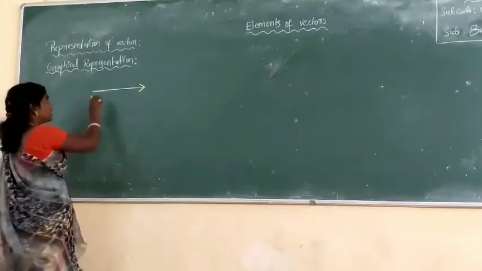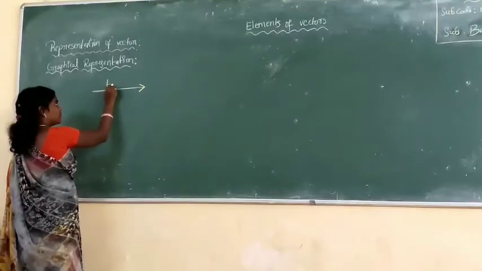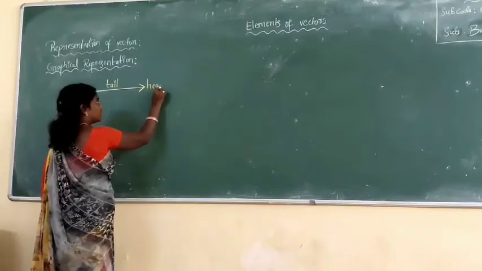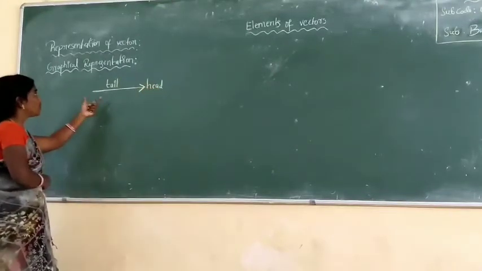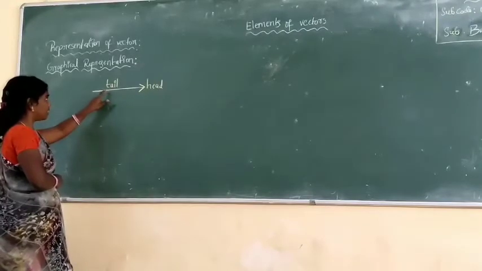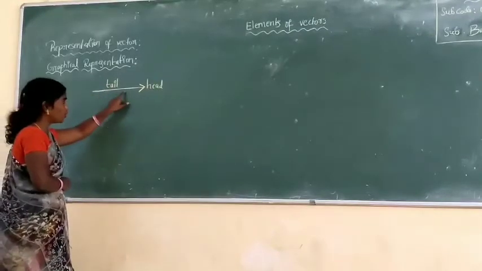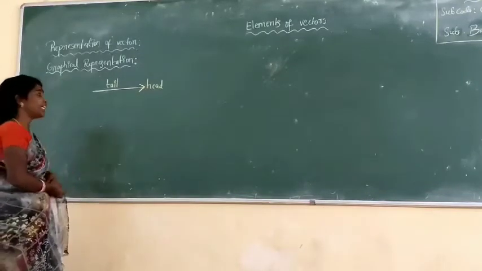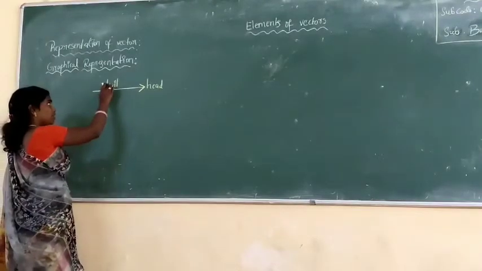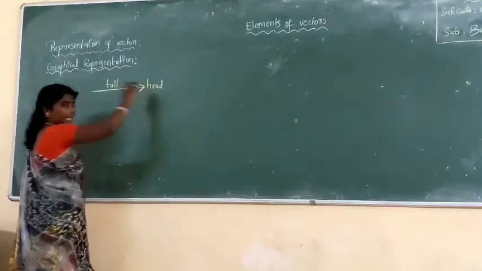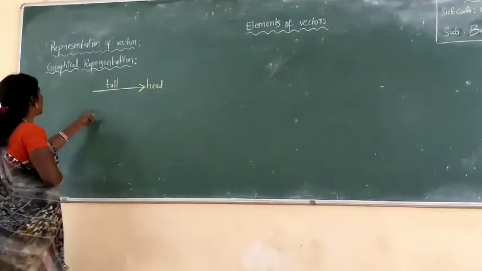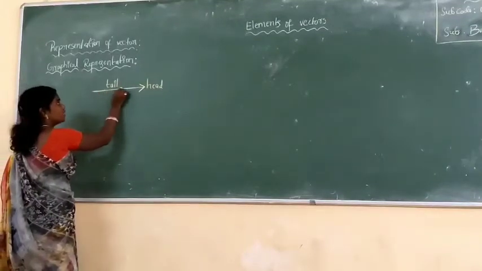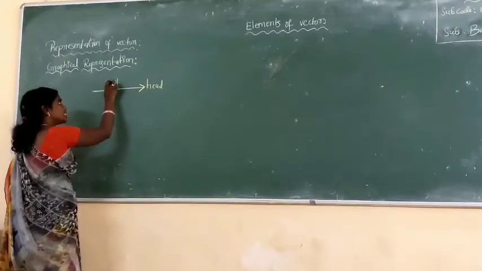So this is the tail. This is the head. What are we saying here? The tail of the arrow represents the magnitude, and the head of the arrow represents the direction of the physical quantity. Magnitude is also called the tail and direction is the head. This is the graphical method. This is the magnitude. This is the tail.